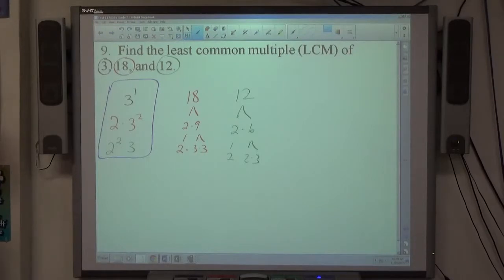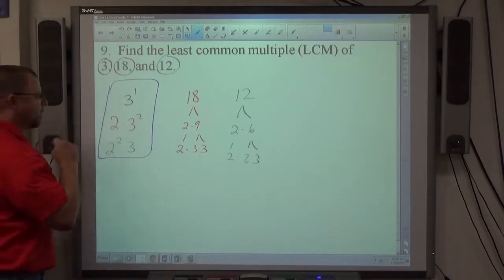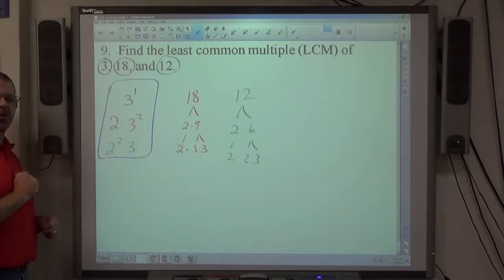18 breaks down to 2 times 3 times 3, which is 2 times 3 squared. 12 breaks down to 2 times 2 times 3, which is 2 squared times 3. That's priority 1 in a least common multiple problem. Priority 2: looking inside this blue box, every single prime number that occurs matters.